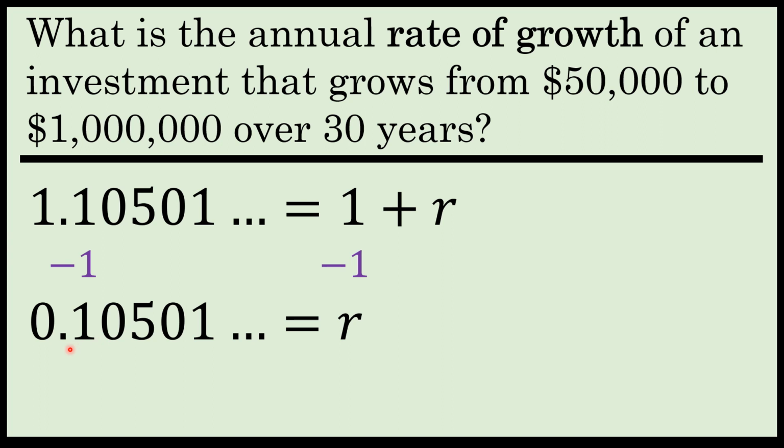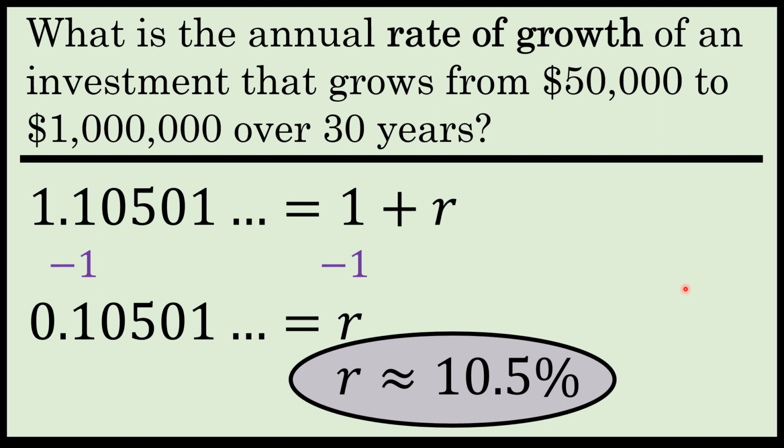It is a percent that is written in decimal form. So to write it as a percent, we'll move the decimal place 2 places to the right. I'll round it off to the nearest tenth of a percent. And that means that the rate of growth for this investment, again, from 50,000 to 1 million over 30 years, is about 10.5%. You can use the process described in this video for finding rate of growth if you know the other variables in the compound interest formula.